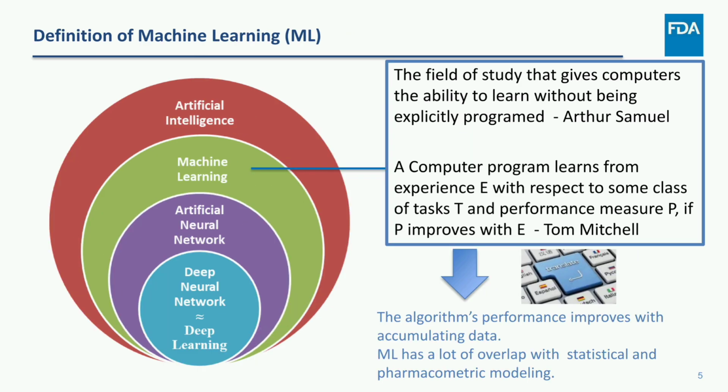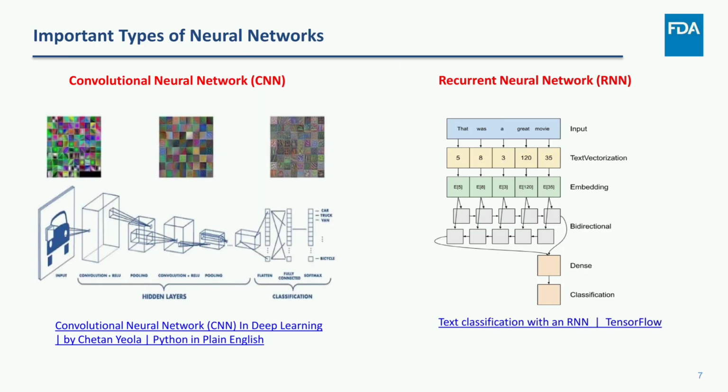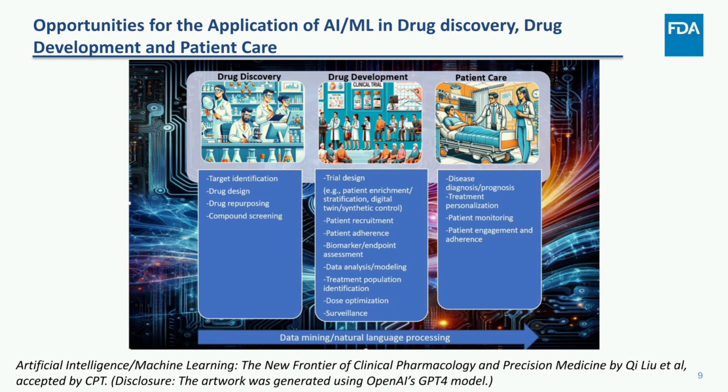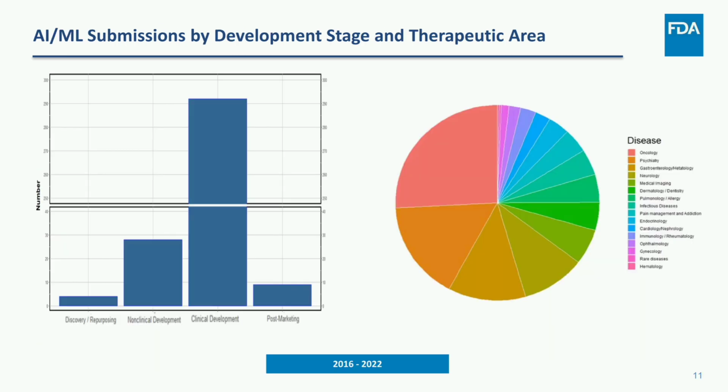AI/ML research in OCP. Landscape analyses: application of machine learning in drug development and regulation, current status and future potential. Landscape analysis of the application of artificial intelligence and machine learning in regulatory submissions for drug development from 2016 to 2021.